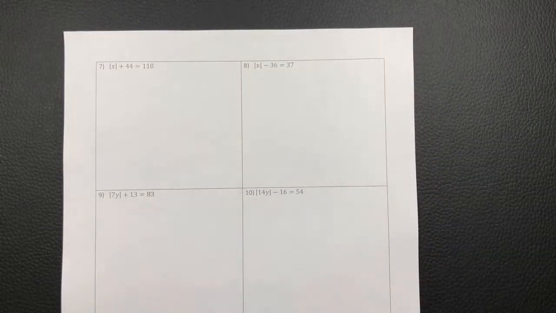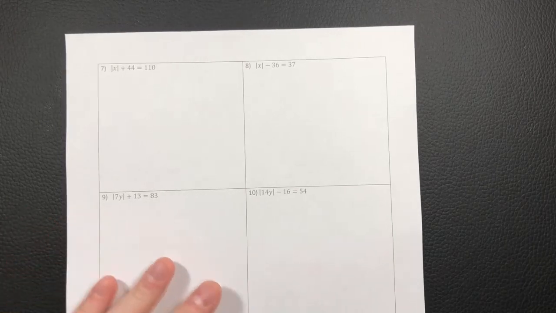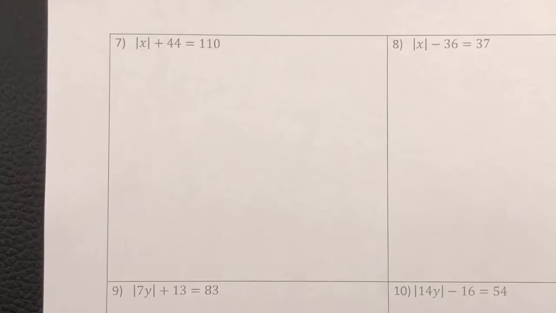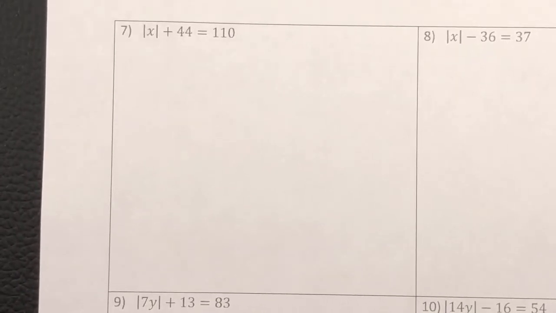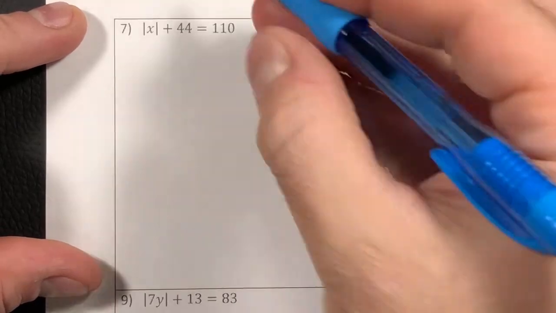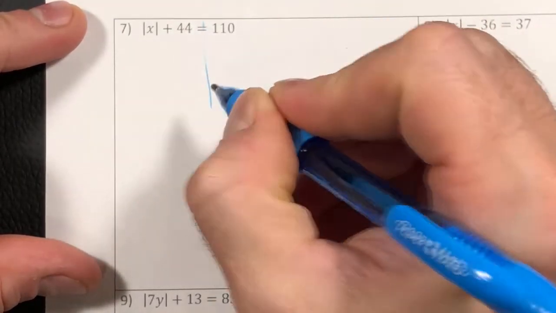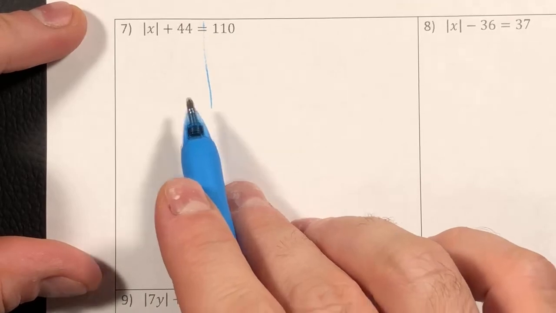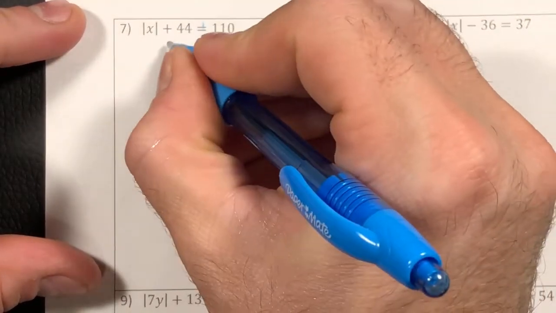Perfect. So what that's going to do is lead us to our second set of problems. Let's take a look at the first one. Okay. So this one's similar to one of the ones we've done previously. So what we're going to do is isolate our absolute value brackets beforehand, which means I need to subtract this 44 from both sides.